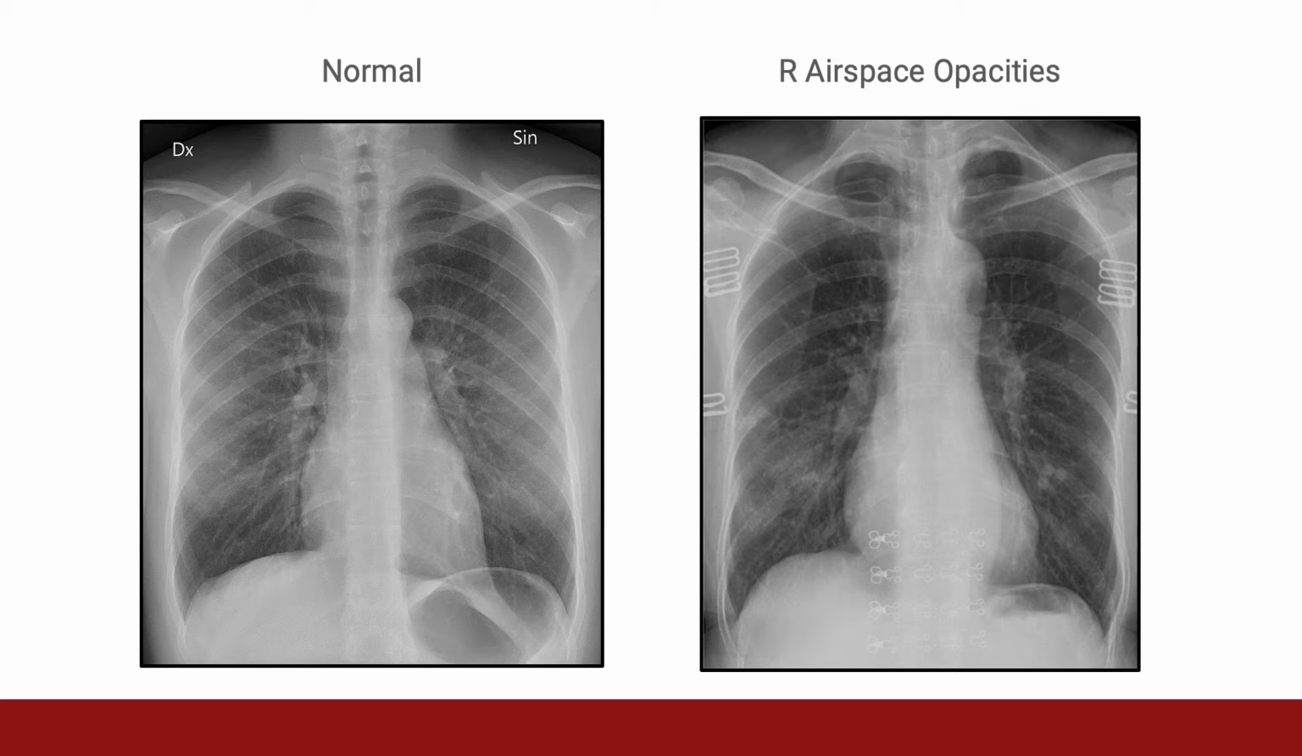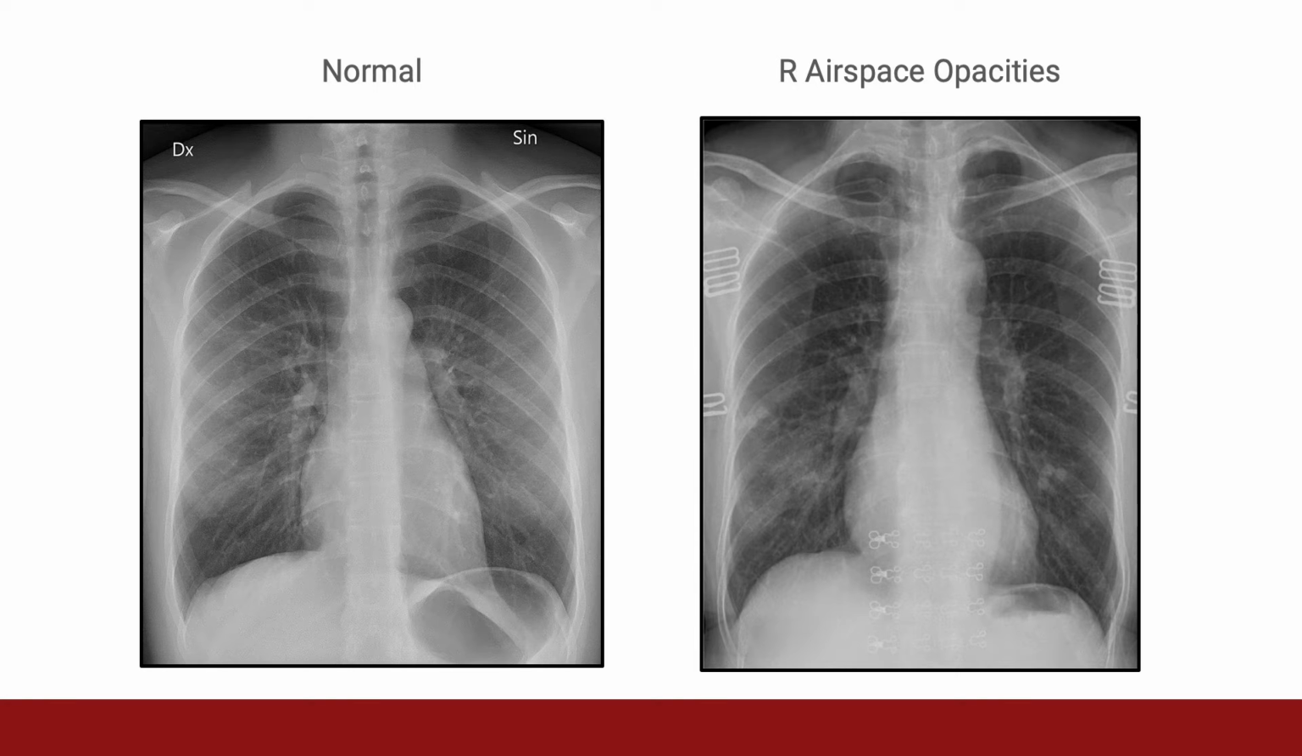Early in disease, chest x-ray findings may be very subtle or completely absent, and the chest film may be read as normal. On the left here, you see a normal chest x-ray. On the right, there is an x-ray that shows a relatively subtle right-sided infrahilar airspace opacity. This can be present in atypical or viral pneumonias.